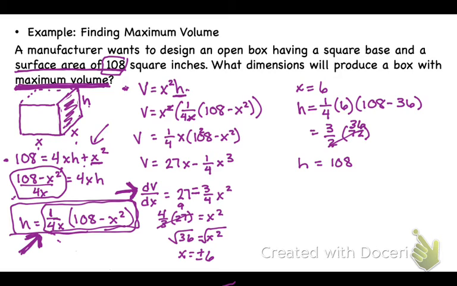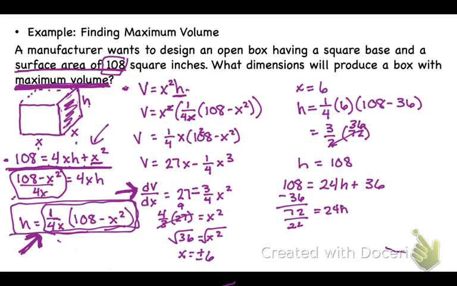Well, let's try there. If I plug it in here to this one right here, because it should work there too, shouldn't it? Okay. So if I plug it in there, I get 108 equals 4 times 6 is what? 24. 24h plus 36, right? Yep. Then you subtract 36 and get 72 and divide by 24, which is 3. So h equals 3.